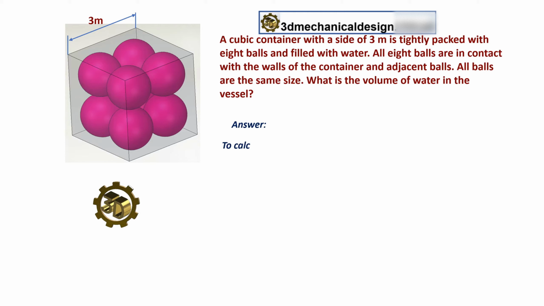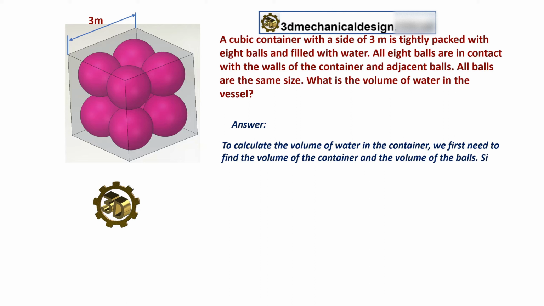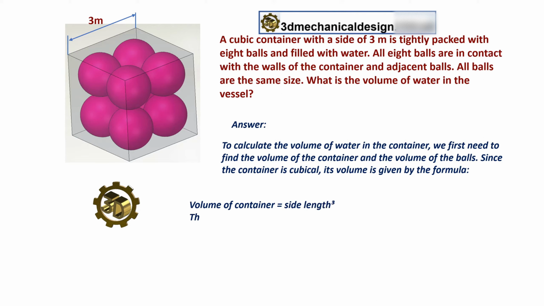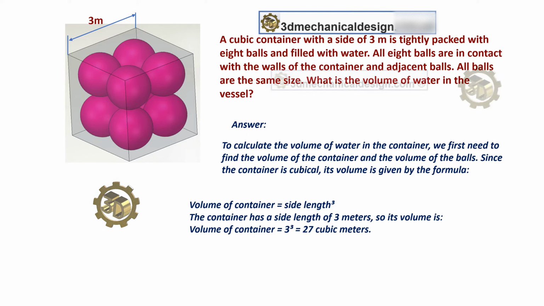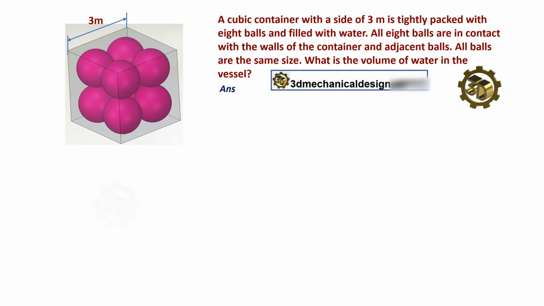To calculate the volume of water in the container, we first need to find the volume of the container and the volume of the balls. Since the container is cubical, its volume is given by the formula: volume of container equals side length to the third power. The container has a side length of 3 meters, so its volume is 3 to the third power, which equals 27 cubic meters. So, volume of container equals 27 cubic meters.